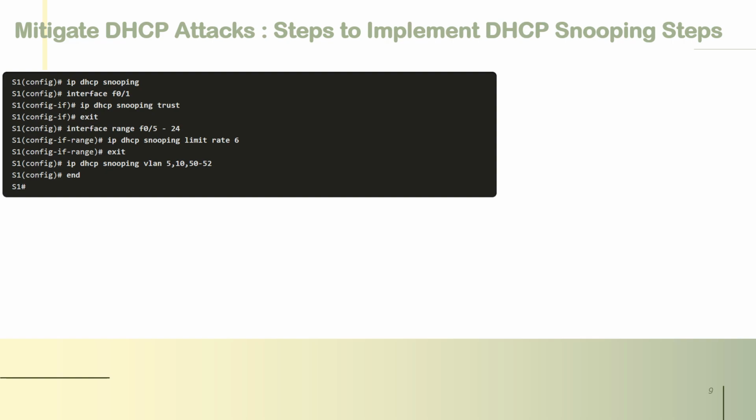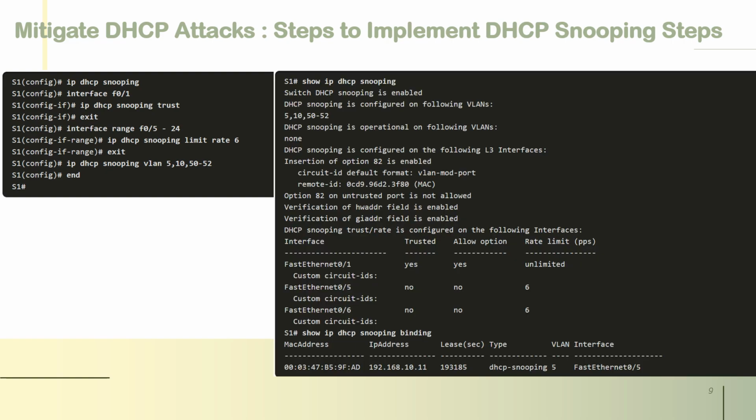If we want to see the configuration that we have done, we use the show ip dhcp snooping command in privileged EXEC mode to verify DHCP snooping, and by using show ip dhcp snooping binding, we can view the clients that have received DHCP information, as shown here.